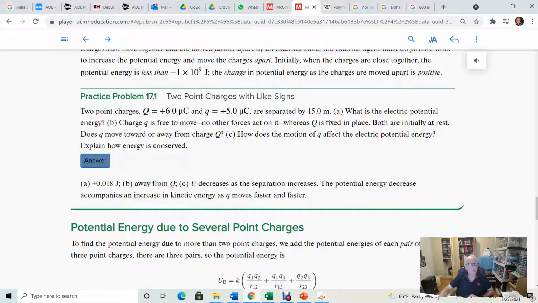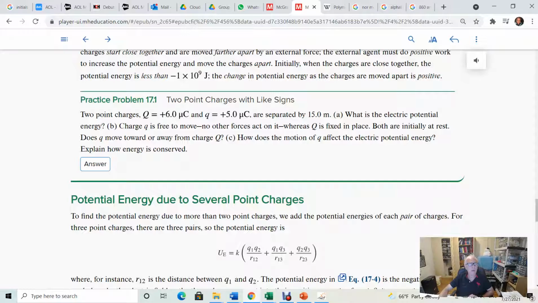Let's see, what's the other one? Let's close that. The charge Q is free to move. No other forces act on it. The smaller charge, lowercase q, is free to move. Big Q is fixed. The charges are initially at rest. Does q move towards or away from big Q? Okay, it moves away. Provided, of course, you don't shove it towards the other.